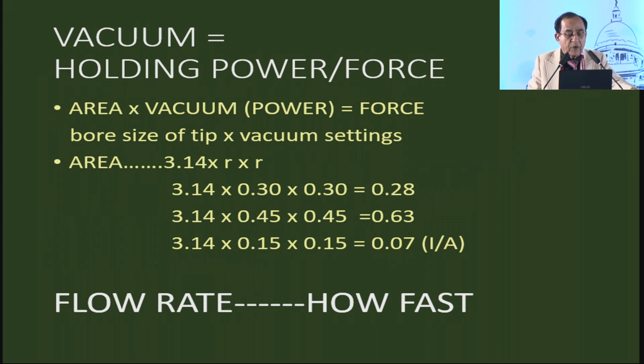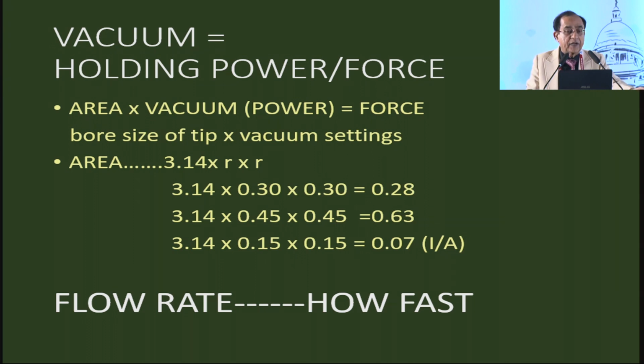When we talk of the vacuum, it decides how much holding of the nucleus there will be. As we know, the force is vacuum into the area. That means if the tip size is 0.3, then 0.3 into 0.3 into 3.14 is 0.28. And if you make the tip size 0.45, the holding power becomes double. So wherever you need a very strong holding, you need a bigger opening, like in a hard cataract, where you need a regular tip instead of a micro tip. On the other hand, when you do irrigation aspiration, the tip size is very small, just 0.15, because you just need to suck it out. You don't actually have to hold it.